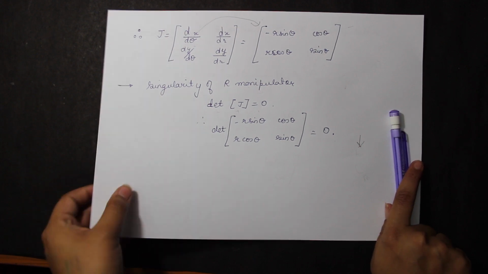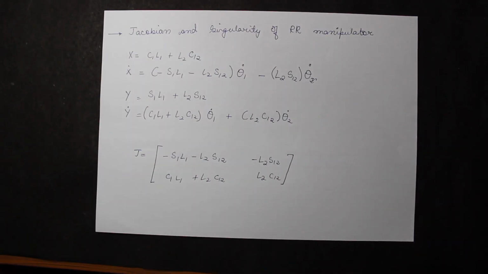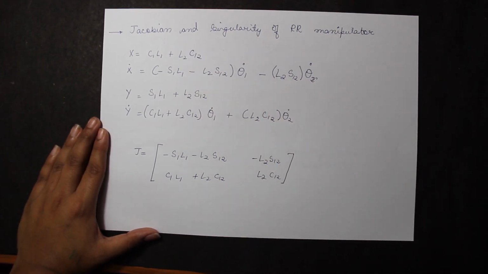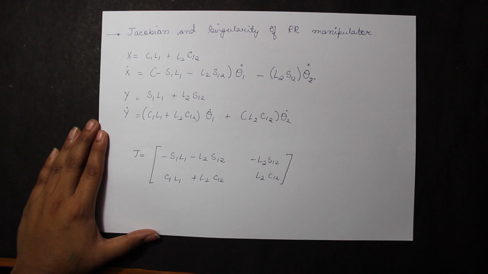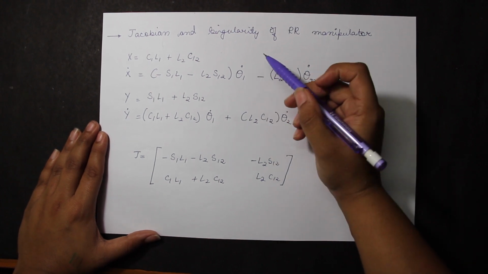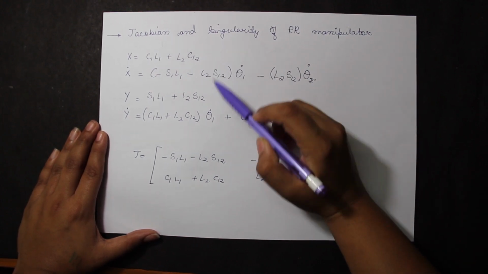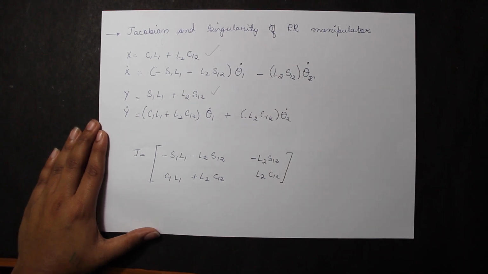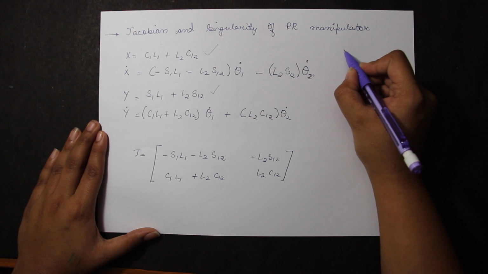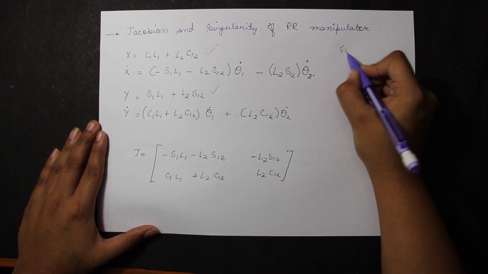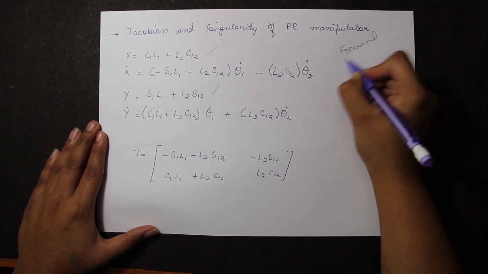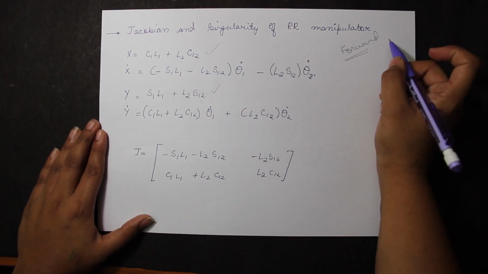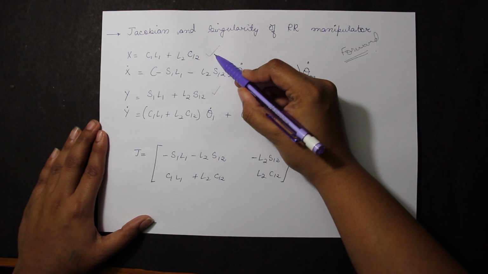Let's look at the last question for now. That is the Jacobian and singularity of an RR manipulator. It's a very important concept. Since we have already seen that we know the values of x and y, that is the endpoints of an R manipulator. In the RR manipulator, we don't know the values, and since we don't know, we derive them through the forward kinematics. If you remember the answer of the forward kinematics of an RR manipulator, I'm really proud of you. You can go ahead and plug it in.